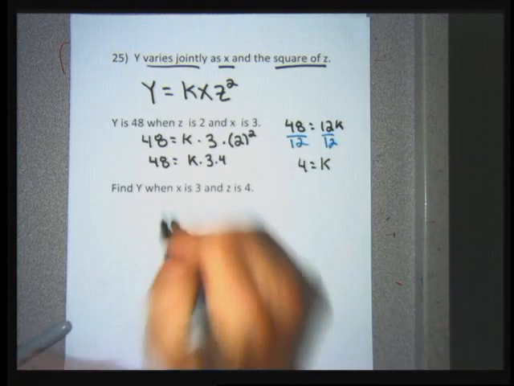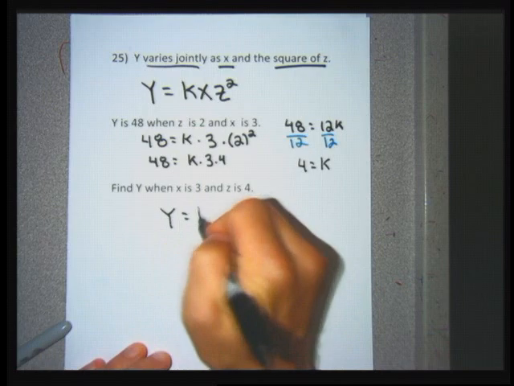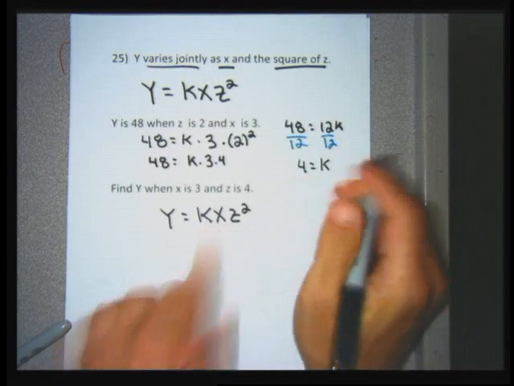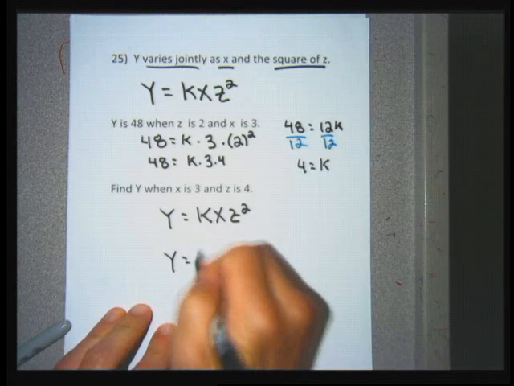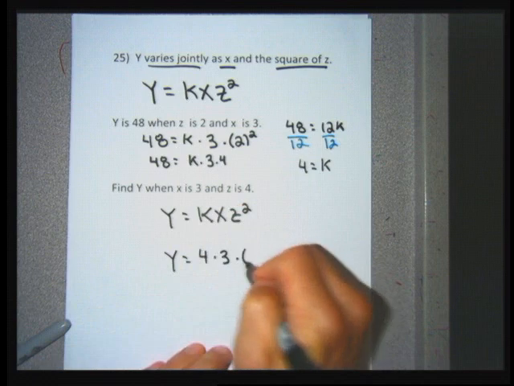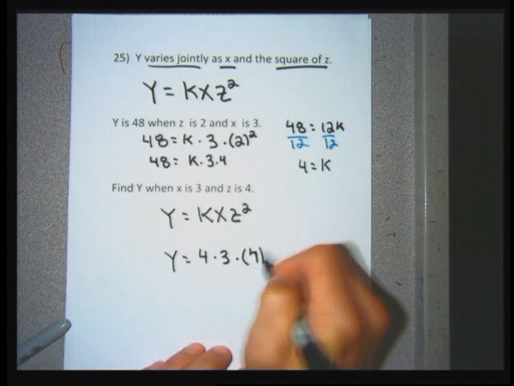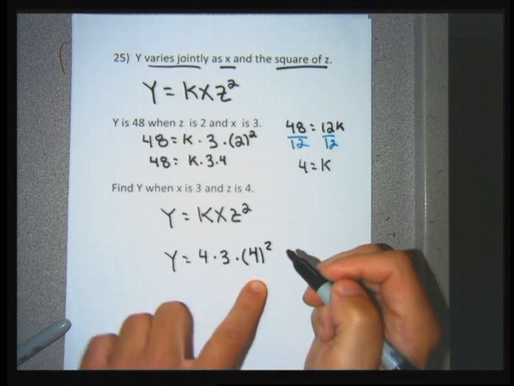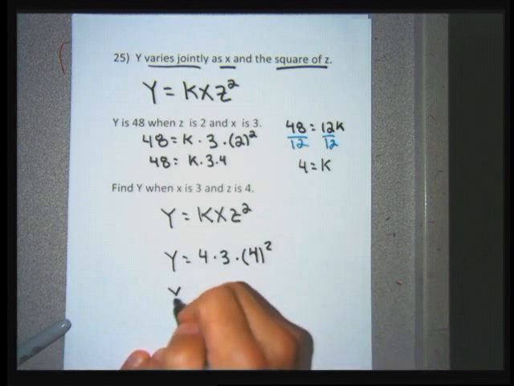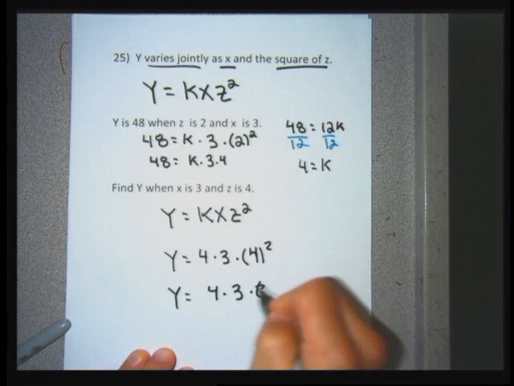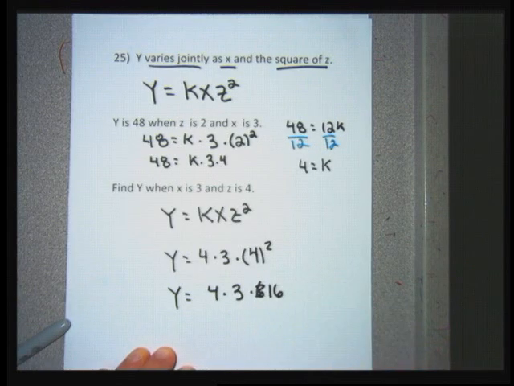Go to the third sentence, use my equation y equals k times x times z squared. In for k, I'm going to plug 4. In for x, I'm going to plug 3. In for z, I'm going to plug 4. So I get y equals 4 times 3 times 4 squared. Order of operations has me do exponents first, so this is going to be 4 times 3 times 16.